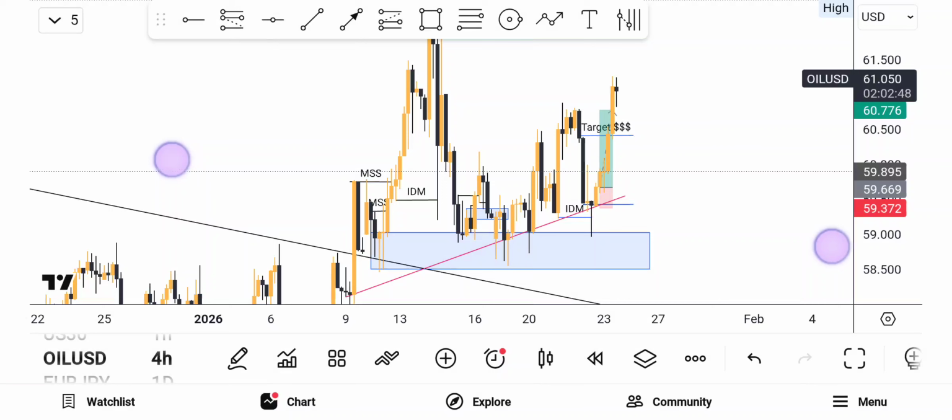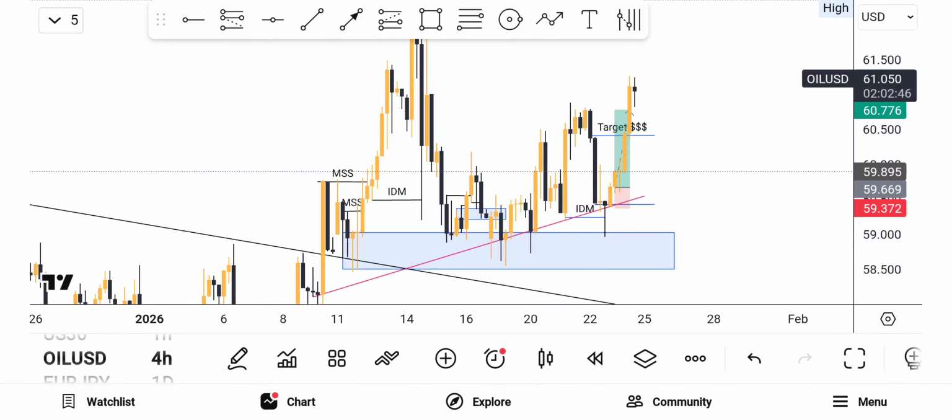You understand? But I'm not teaching trend line, I'm just teaching this strategy. If you want to have in-depth knowledge about the market, you can join my Telegram channel or reach out to me on WhatsApp. My link will be below.